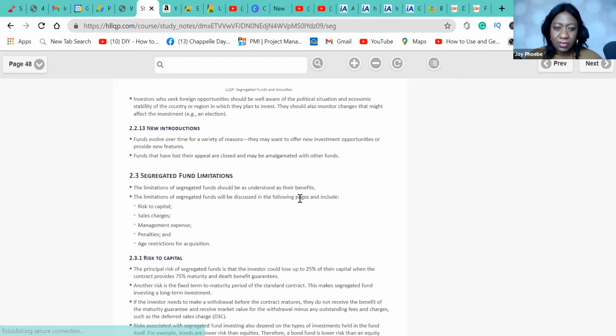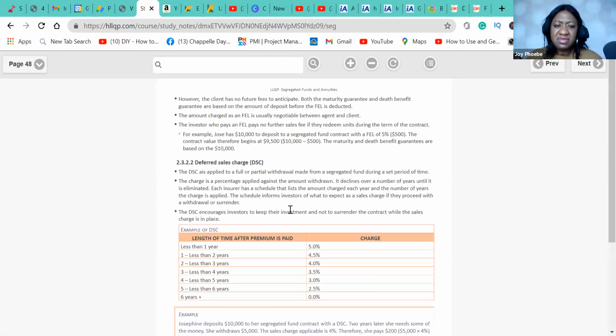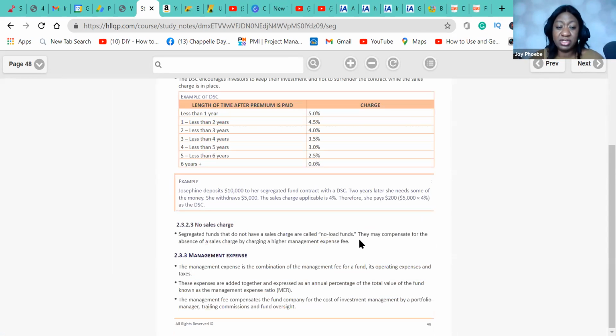All right. Also, there's DSC, deferred sales charge. Depends on what you pick, right? There's a sales charge for less than 2 years, less than 3 years, depending on the option that was selected during the establishment of the account. And also, there are some no sales charge options. So, segregated funds that do not have a sales charge are called no load funds, charging a higher management expense fee. All right.